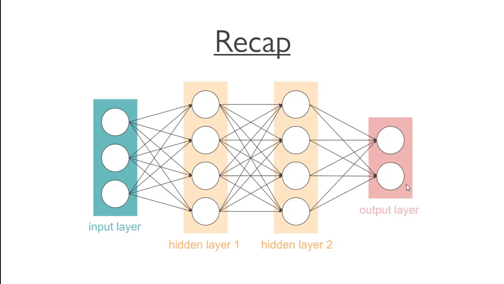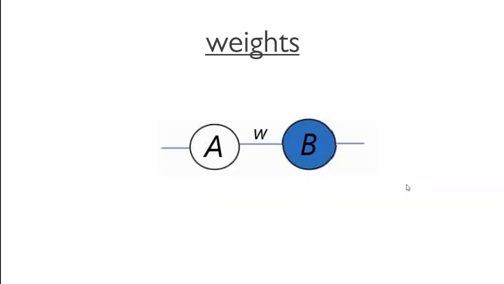Alright, now that we've recapped on the structure of the artificial neural network, I'll jump into the main focus of this video, which is the parameters of the neural network. The first parameter we'll discuss are the weights. The weights represent the strength of the connection between two neurons. A weight decides how much the value of one neuron influences the value of the succeeding neuron.